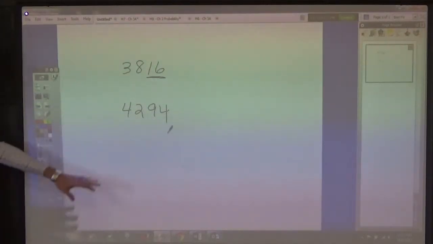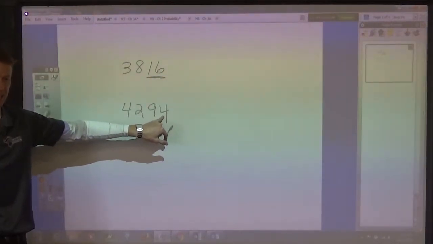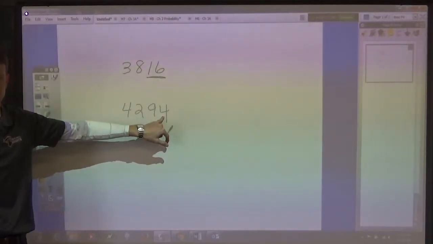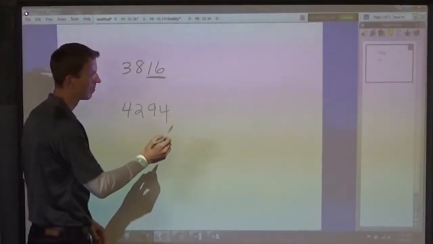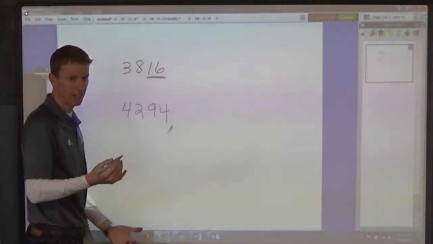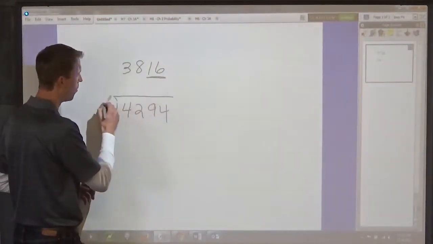What would we do if you couldn't just check it by looking at it? What would you actually do? How could you check this number? Johnny? Well, it's not divisible by 4. It's not divisible by 4, but how could you figure it out without dividing the whole thing by 4?